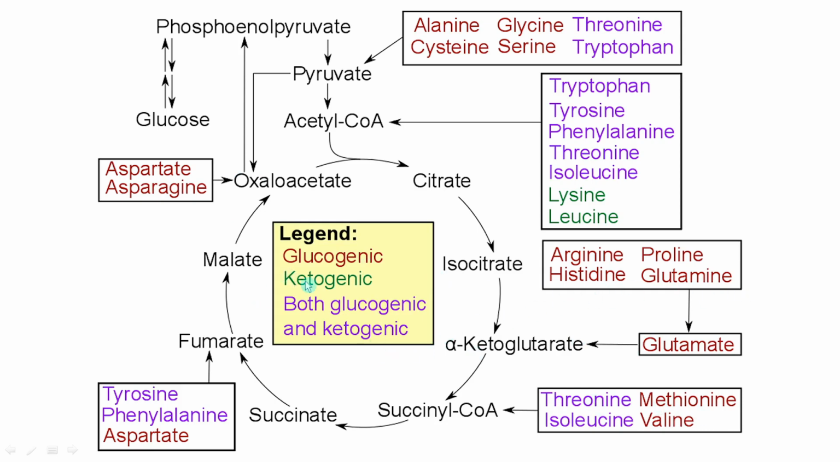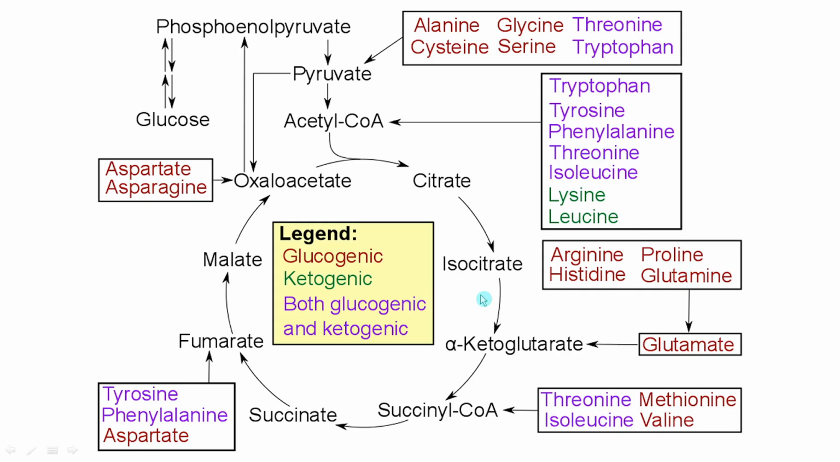Then we have ketogenic. Ketogenic amino acids are specific for forming acetyl coenzyme A. From acetyl coenzyme A they can form ketone bodies, but here they are getting used for gluconeogenesis. So ketogenic amino acids form ketones through acetyl coenzyme A, while some are both glucogenic and ketogenic, given in purple. So remember, we have lysine and leucine as ketogenic amino acids, and remember the red ones as glucogenic, and all other remaining are both glucogenic and ketogenic.